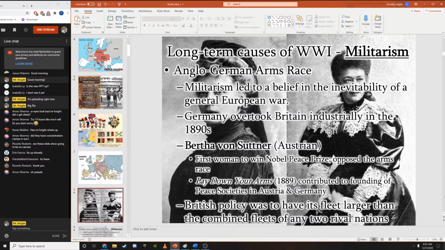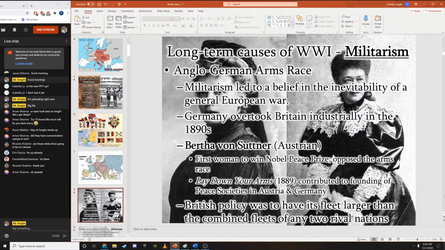So, long-term causes of World War I. Another cause is militarism. I mentioned earlier in class today the Anglo-German arms race. Whenever you see that word Anglo, it just means English. So, English-German arms race. And this is basically where militarism comes in, the root word obviously being military. When we think about militarism, it's the process of building up a military and expanding that military and using that military to exert national power.